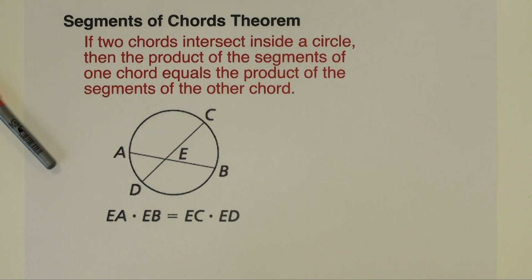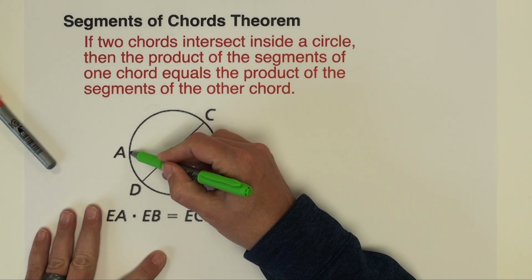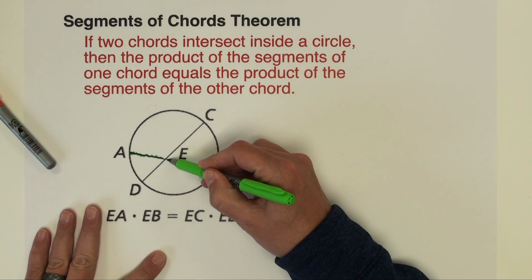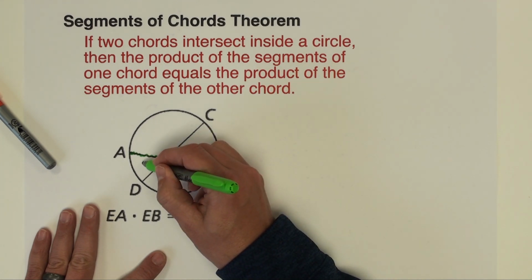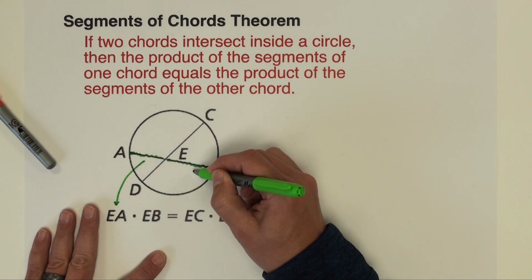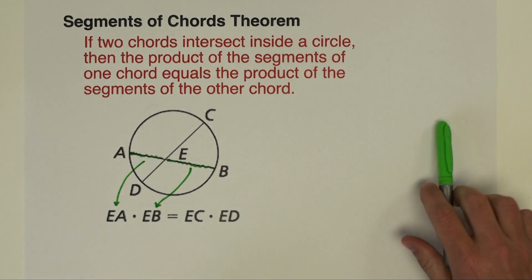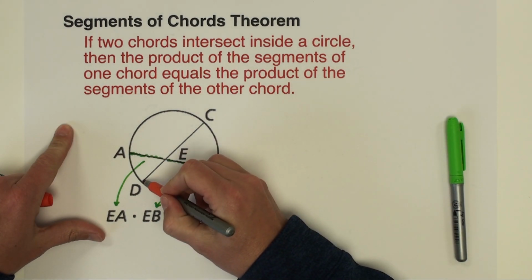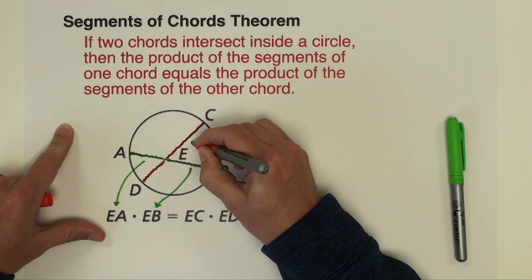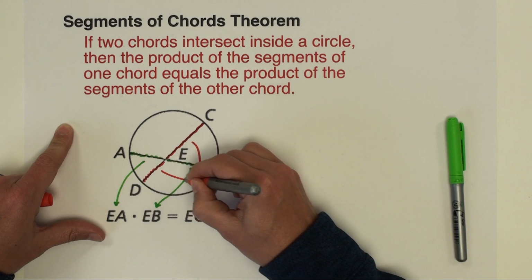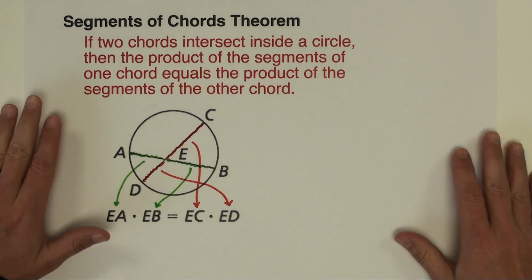So let's find those pieces in the diagram here, and color code them to highlight what we're looking at. We've got these two segments on segment AB. So we've got EA times EB. And the product of those two segments is going to be equal to the product of the two segments of the other chord. So you see those pieces here. All right, let's see this first theorem in an example problem.